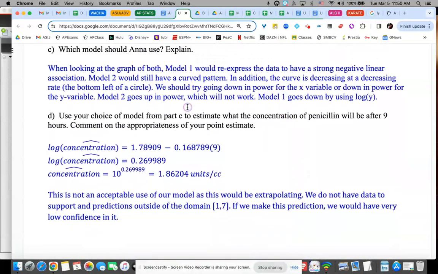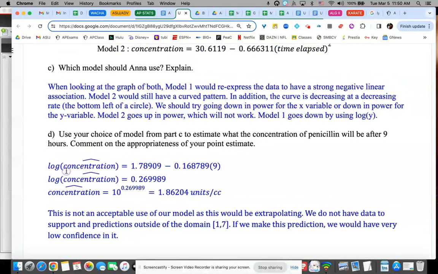Use your choice. So whatever you chose in part C, you can get follow through. You want to estimate what it'll be after 9 hours. So just put 9 into that equation, right? This is the one with the log. Get your number on the right-hand side. You can see I did that there. And then you have to roll the log, right?